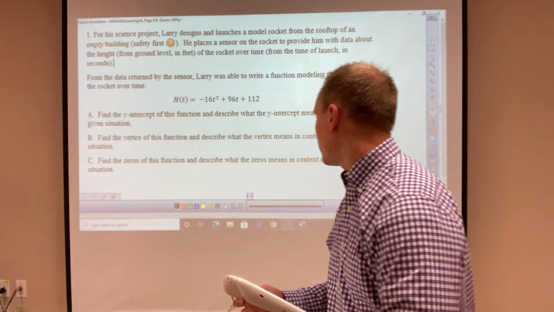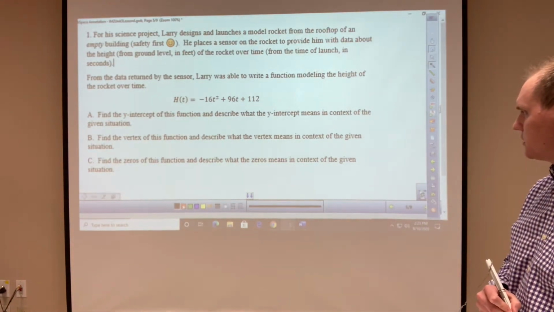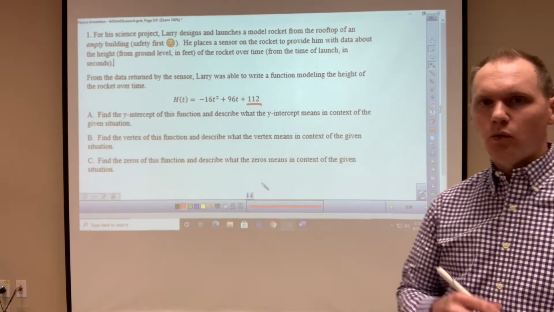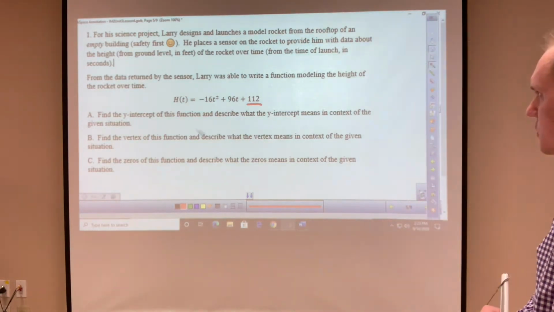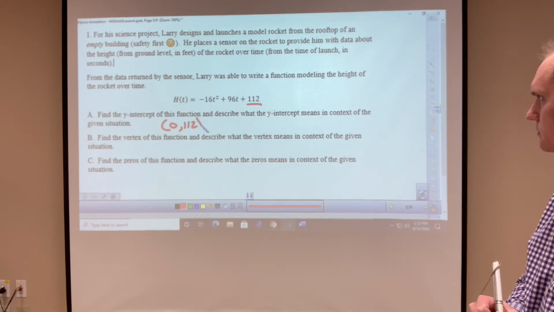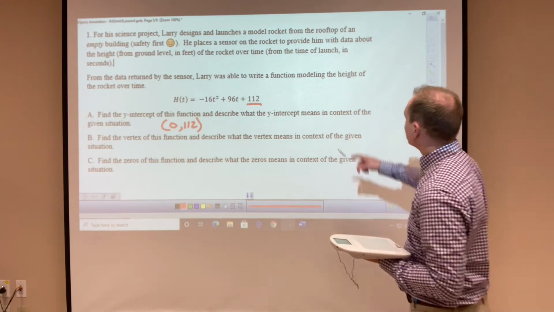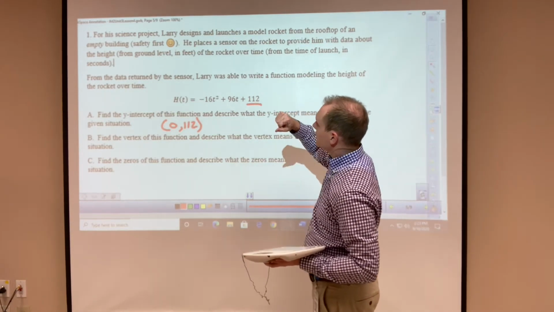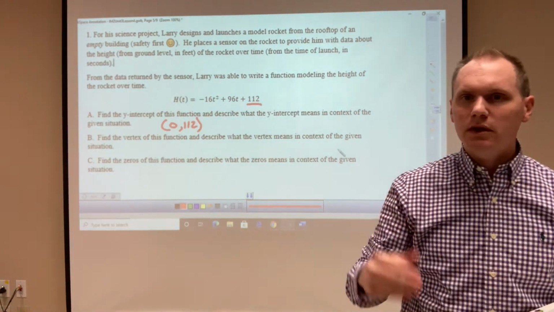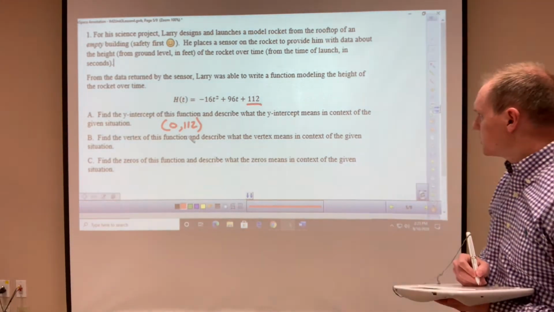Okay, so in part A here, the y-intercept, we can actually see this right away in standard form. It's right here, right? It is the y value of the y-intercept. So our y-intercept is the point (0, 112). And that tells us in the context, let's see, didn't he launch it from the top of a building? So that means 112 feet is the height of the building that he's throwing it off of, or launching it from. So that's what the y-intercept tells us in the context.